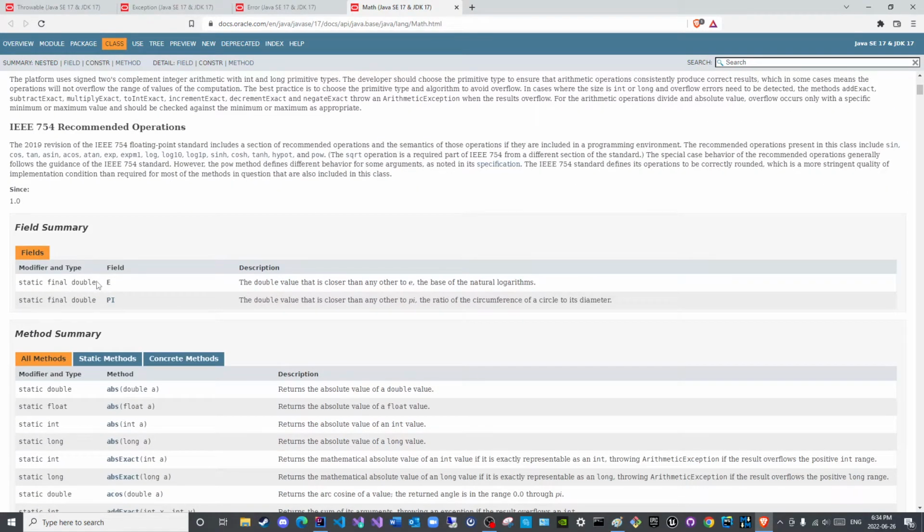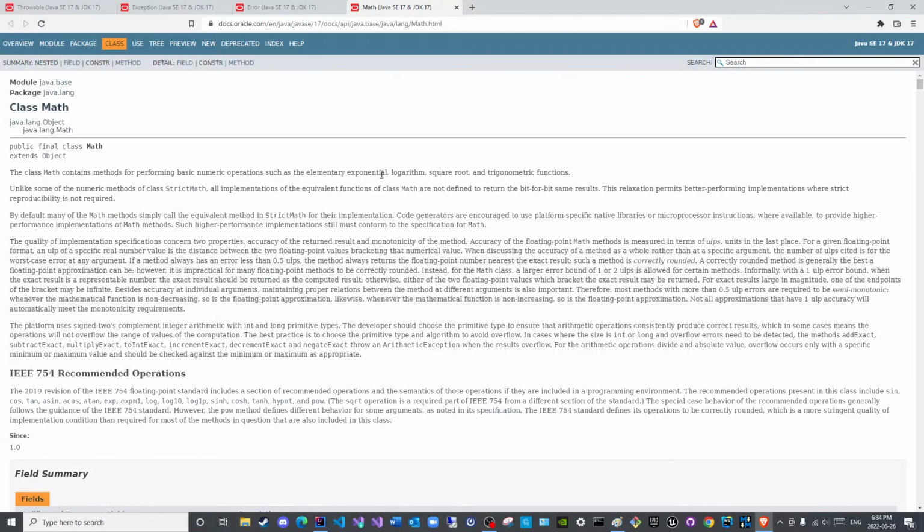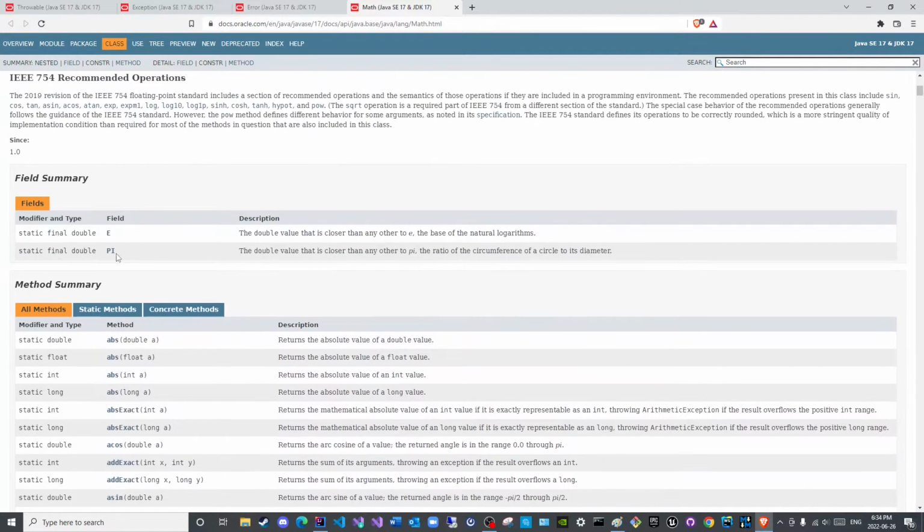Here are two quite important and significant variables in mathematics: e, which I believe is called the natural logarithm base, or e for the exponential functions, and pi, which is used for various calculations such as circular circumference and areas as well.